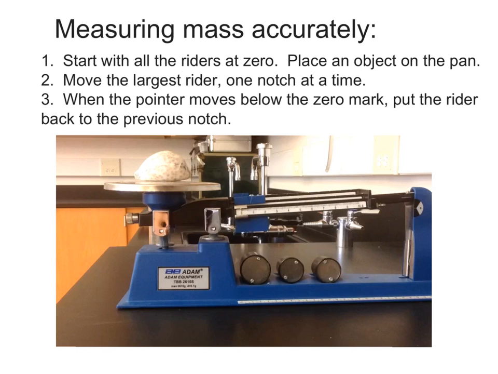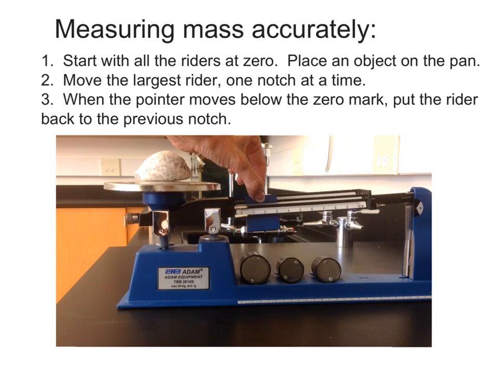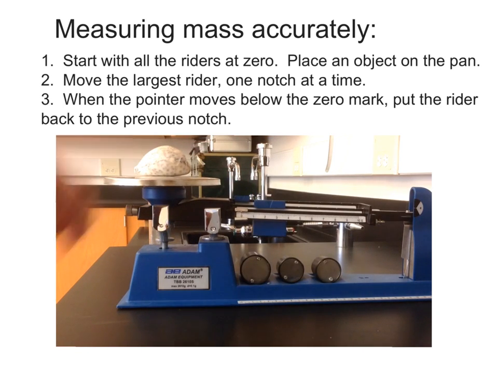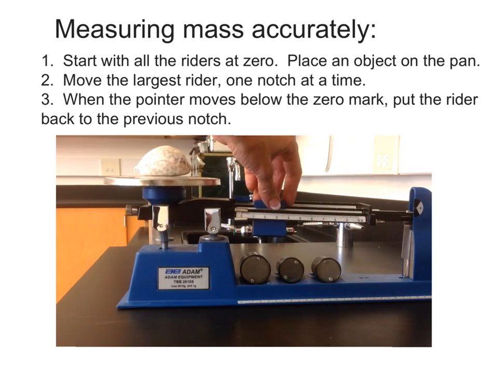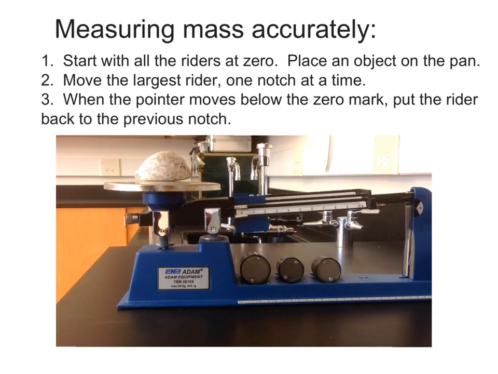Once you've got the pointer where you want it, put the object that you'd like to measure on the pan. Once you do that, you're going to start moving the riders. Now you start with the biggest one, and that one measures 100 grams at a time. So you move it from the 0 mark to the 100 mark. If that's too far, put it back to 0, but remember, don't go too far back. It should fall into the notch.